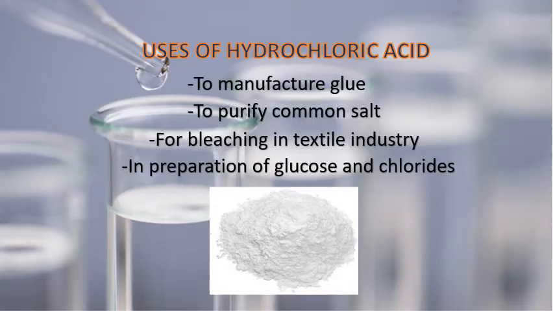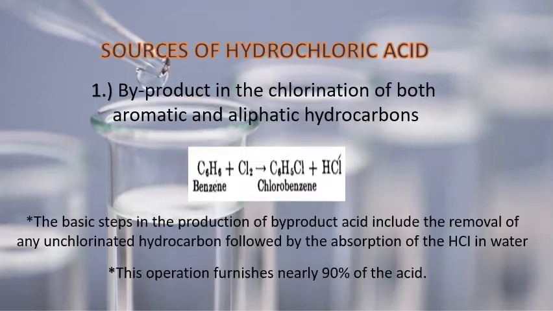Uses of hydrochloric acid is to manufacture glue, to purify common salt, for bleaching in textile industry, and in preparation of glucose and chlorides. Sources of hydrochloric acid. One is byproduct in the chlorination of both aromatic and aliphatic hydrocarbons. The steps in the production of byproduct acid include the removal of any unchlorinated hydrocarbon followed by the absorption of HCl in water. This operation furnishes nearly 90% of the acid.